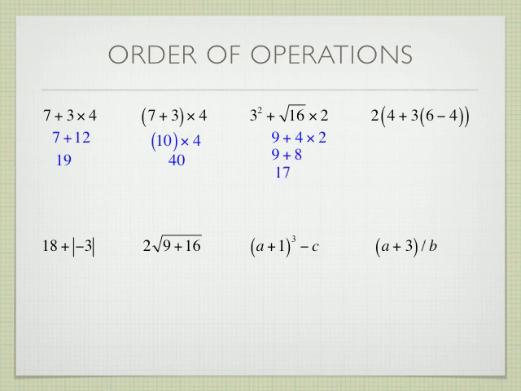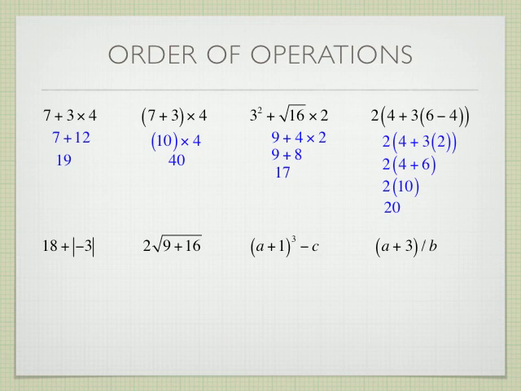Now we've got 2 sets of parentheses. Which ones do we do first? Okay, 6 minus 4 is the very inside set of parentheses. We work from the inside out. So we do 6 minus 4 first, and then we do the multiplication inside, and then we do the addition inside, and then we do our final multiplication. Work from the inside out.